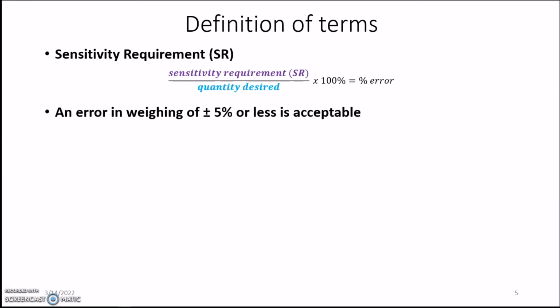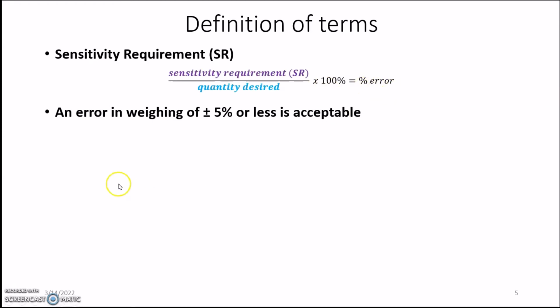And it's very important that we know the sensitivity requirement because it is used in determining the percentage error as seen here. So this is the equation for sensitivity requirement. Sensitivity requirement, designated as SR, divided by the quantity desired times 100% is going to give you the percentage error.